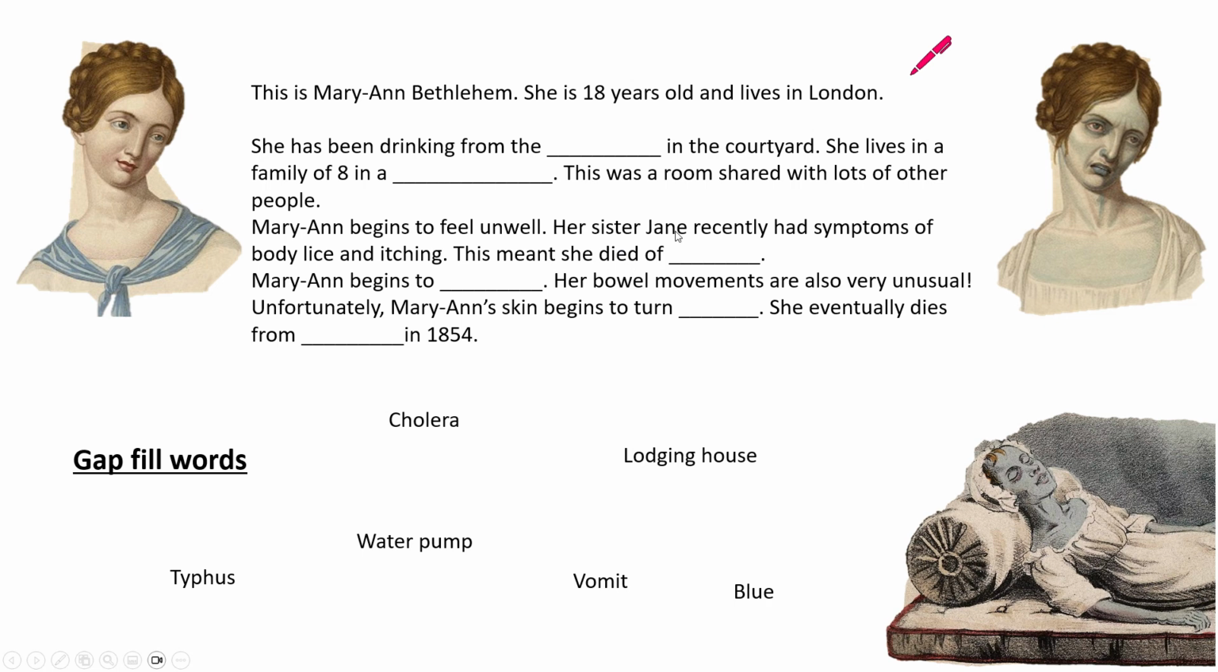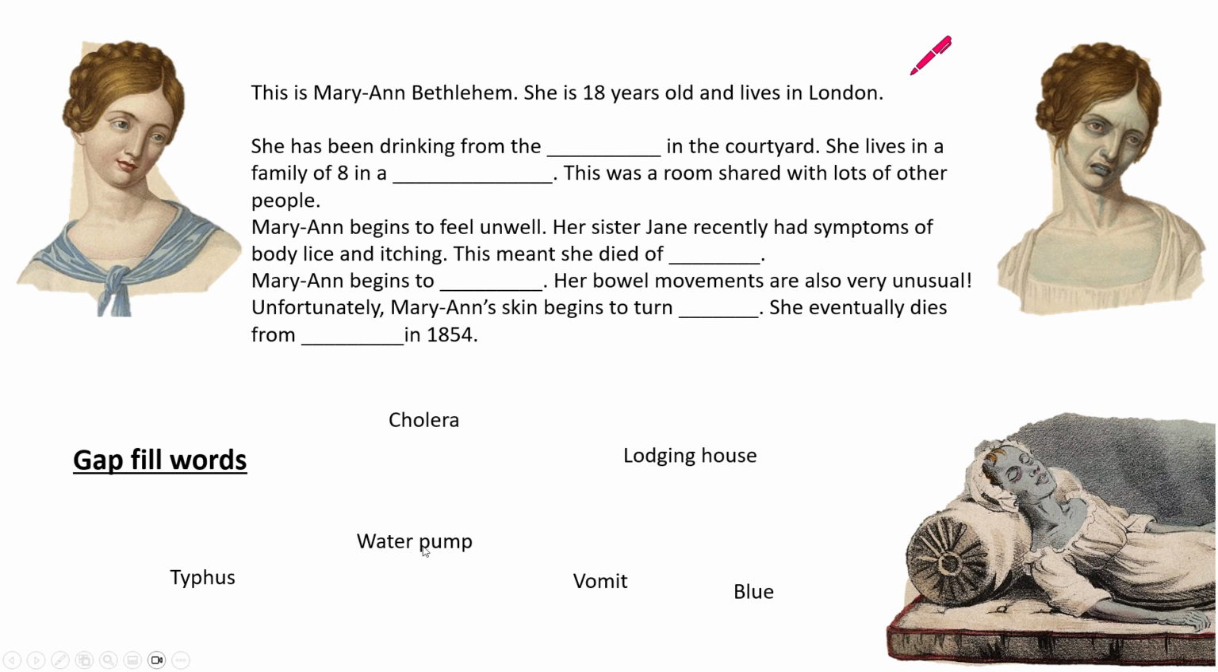Mary Ann begins to feel unwell. Her sister Jane recently had symptoms of body lice and itching. This meant she died of blank. Mary Ann begins to blank. Her bowel movements are also very unusual. Unfortunately, Mary Ann's skin begins to turn blank. She eventually dies from blank in 1854.